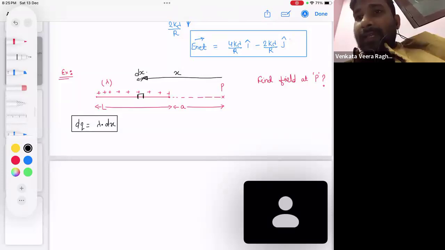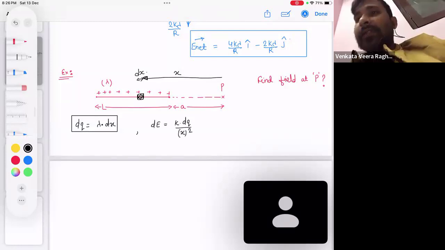Next, what is the field created by this small element? This is a small element, so I can consider it as a point charge. So this small element will create how much field? Let's call it dE. How much is that going to be? K dq by r square. r means distance square. What is the distance? x square.